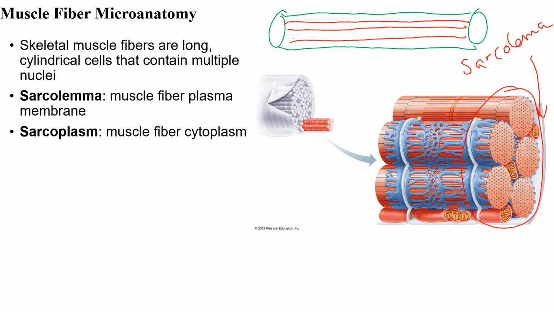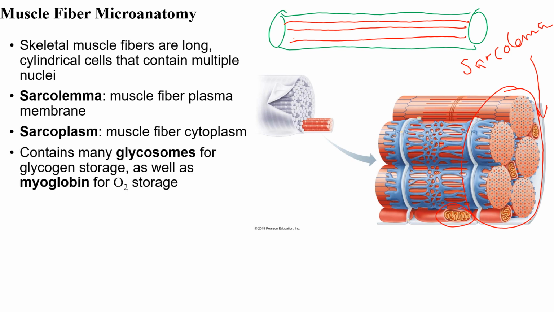Okay, and you're going to notice we have mitochondria, so they're there, and there are going to be other organelles. Now, in the muscle fibers, you're going to have these things called glycosomes, which are going to store glycogen. Glycogen is the storage of glucose. Glycogen is kind of long chains of glucose. This is so that you can store glucose for longer periods of time. So the glycogen will be stored within those. You can't see the glycosomes in this image, but they'll be there.